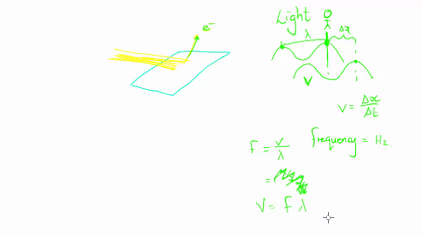And for light, that's the case as well. The only thing about light is its velocity is constant in a vacuum. In a vacuum, light has a velocity of 3 times 10 to the power of 8, I think, meters per second. That's how quick it goes. But light can have different frequencies and different wavelengths.